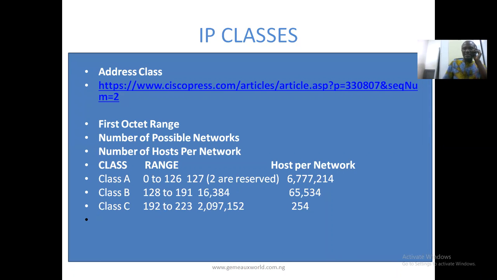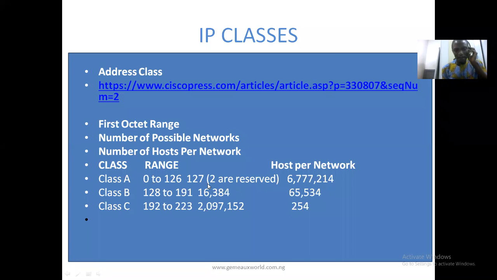So these are the classes of IP ranges. Any IP address that starts from 0 to 126 is called class A. Are you getting it? Yeah, class A. Then the one that starts from 128 to 191 is called class B. The one that starts from 192 to 223 is called class C. And there are so many others. I will also send the documentation to you.